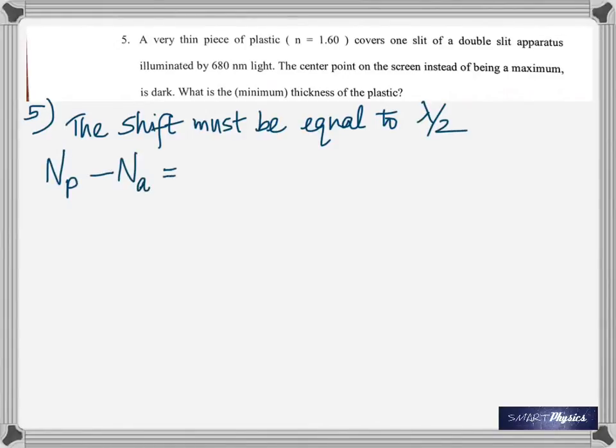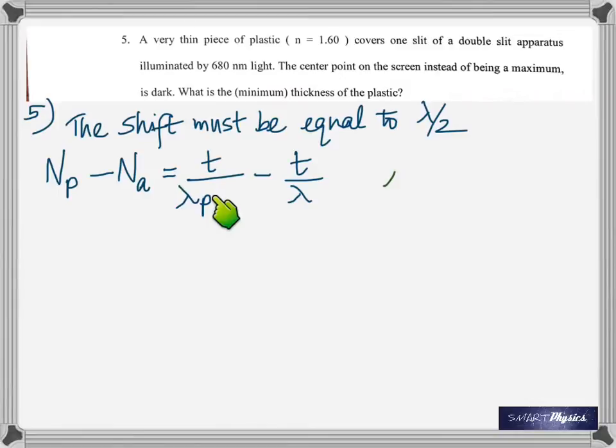So if we take the number of waves in the plastic minus the number of waves that travel through air, because initially the wave was completely traveling through air, now you have a small thin plastic, so a certain number of waves is traveling through the plastic. The difference must be equal to half, right? And how do you get this? Because number of waves is just thickness divided by wavelength.